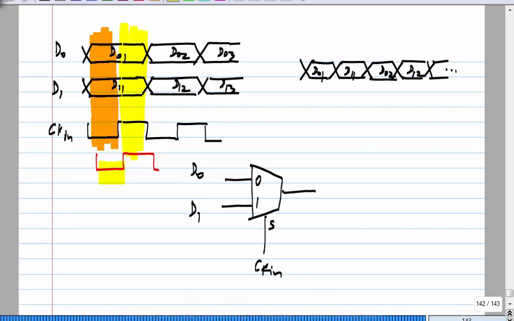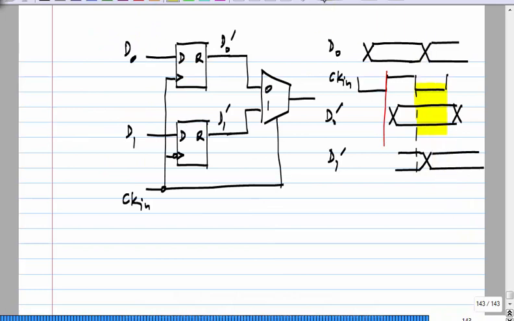Okay. So, now this will be stable during the high period of the clock. Okay. And that goes to 1. So, this will work, of course, I assume that clock in is appropriately arranged with respect to D 0 and D 1. If not, you can delay it a little bit so that it does get arranged.